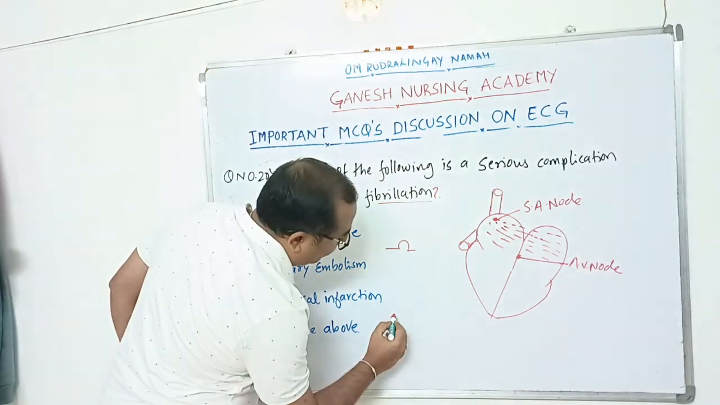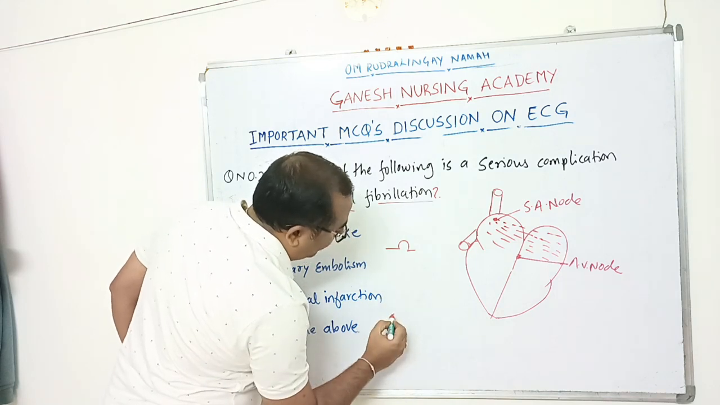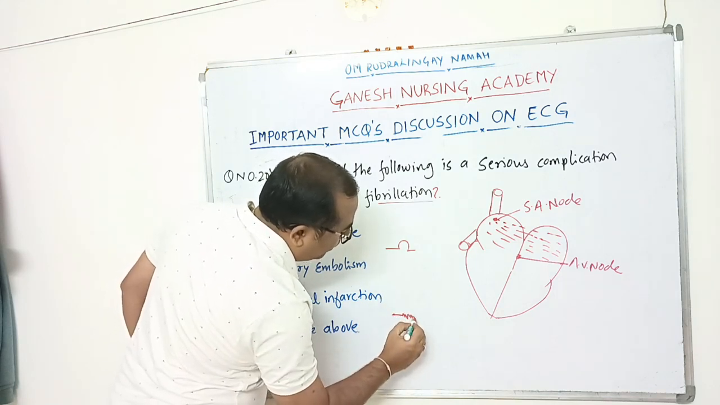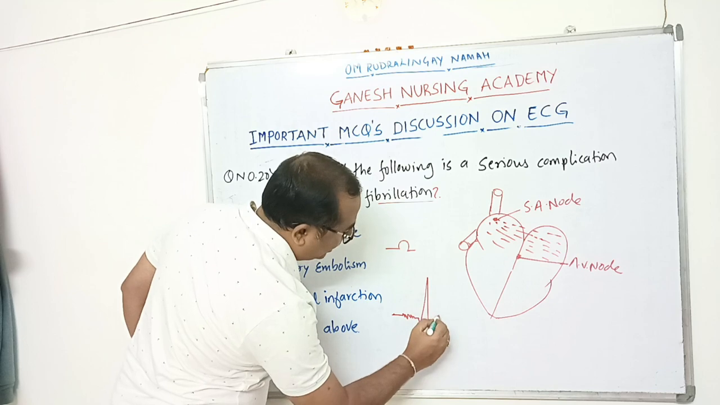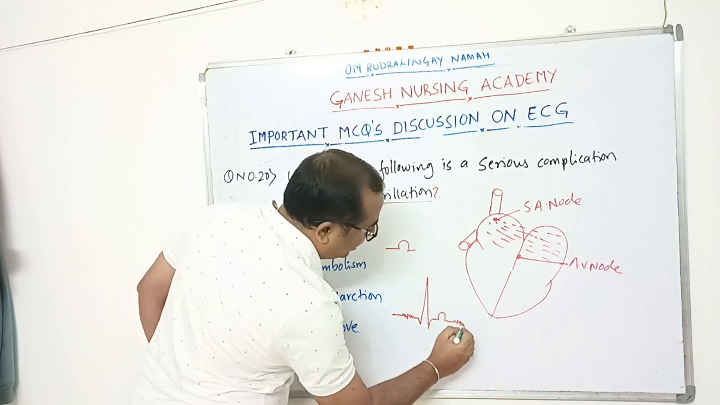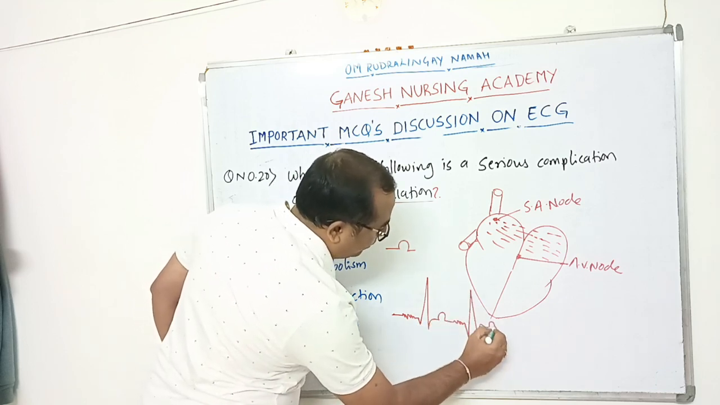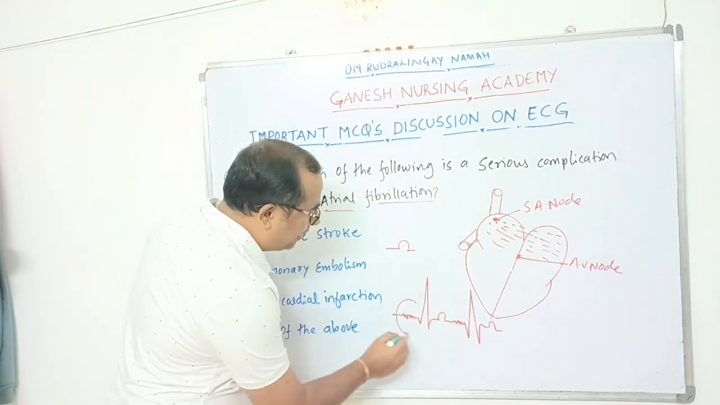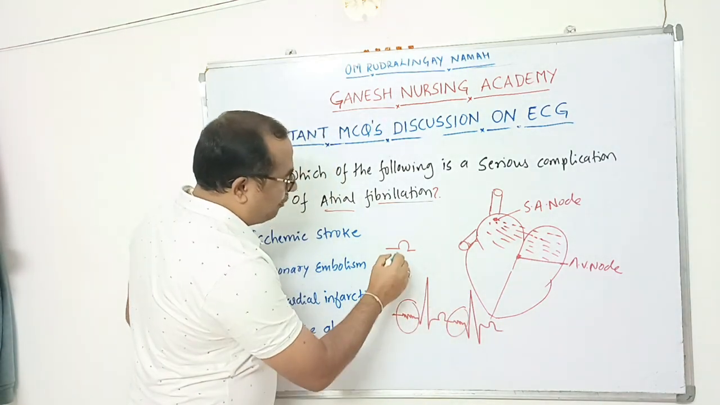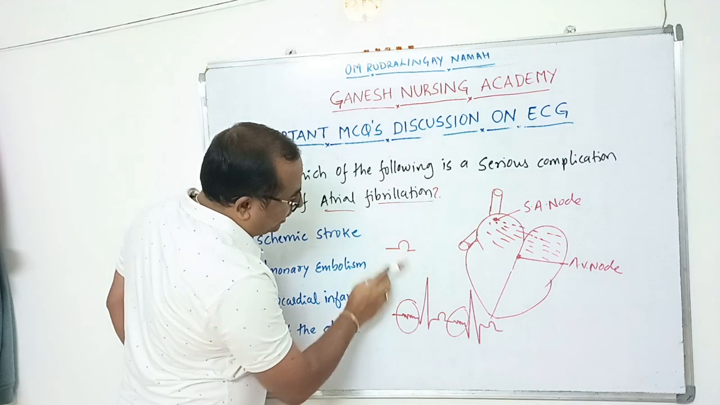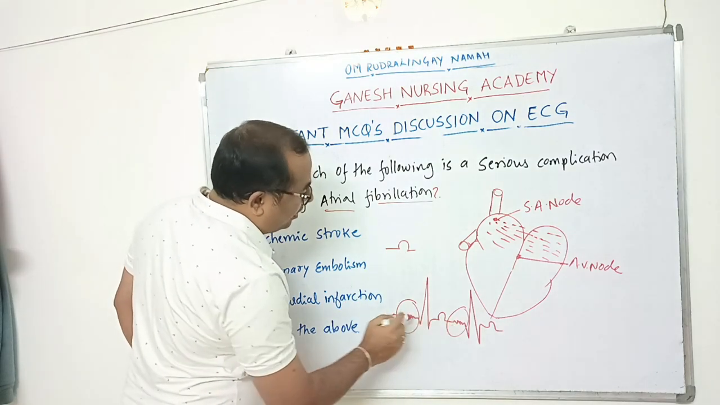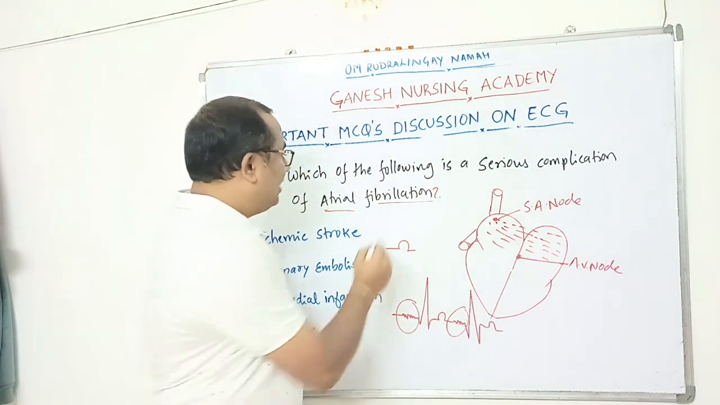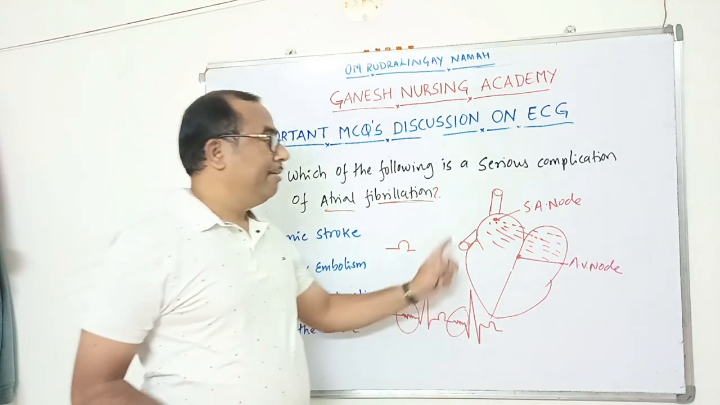So what happens here in atrial fibrillation? You cannot see the normal P wave. Instead of the P wave, there is an irregular wave. Then there is a QRS complex, then a T wave. Then again there are irregular waves, QRS complex, then T wave. So this kind of irregular waves in place of the P wave, where there is supposed to be a P wave like this, is one of the indicators of atrial fibrillation.